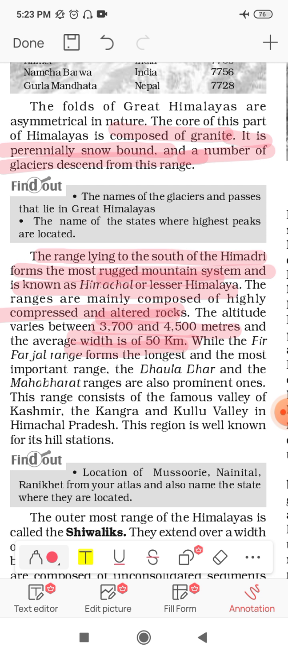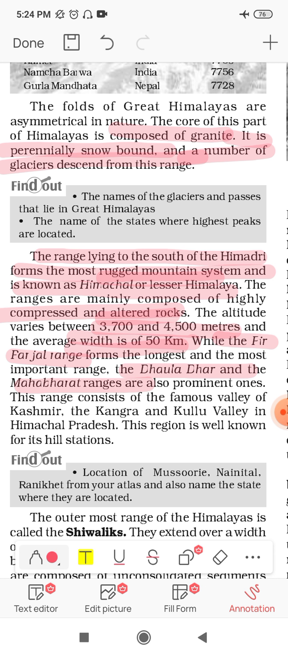It is in between 3700 to 4500 meters. Okay. And now in this range of Himalaya, which is Himachal Himalaya, this range of Himalaya is consisting of three important ranges. It is Dhauladhar, Mahabharat, okay, and Pir Panjal. So it is Pir Panjal range, it is Dhauladhar range and Mahabharat range. So Himachal Himalaya range or Lesser Himalaya range is consisting of three prominent ranges known as Pir Panjal range, Dhauladhar range and Mahabharat range.